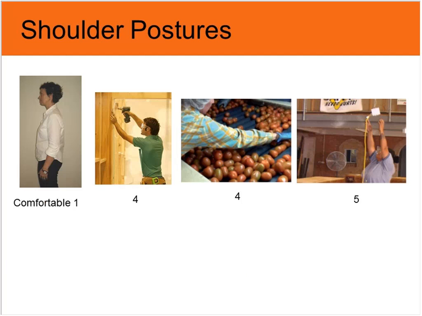Let's have a look at the shoulder postures. We don't have all the interim ones here, we've just got 1, 4 and a 5. Generally, arms down by the side would be quite a comfortable one. Anywhere up to bringing your arm up to shoulder height would be between a 2 and 3. Once you start going above shoulder height, as we can see the worker in the green shirt, that would probably be a 4. Reaching forward, a 4. And when you're getting to that end range of movement, that's going to be a 5.